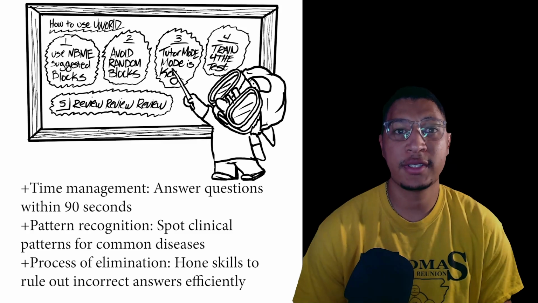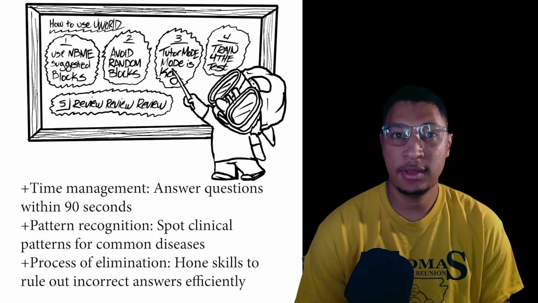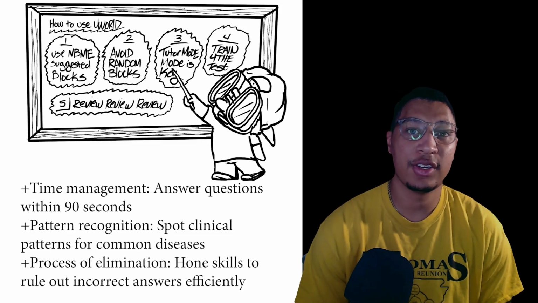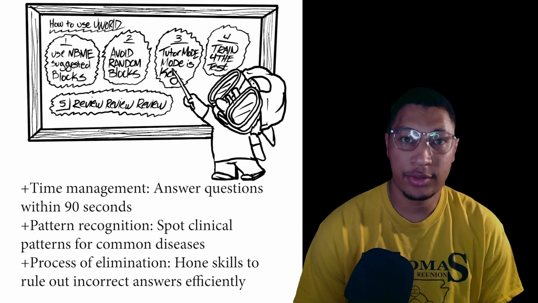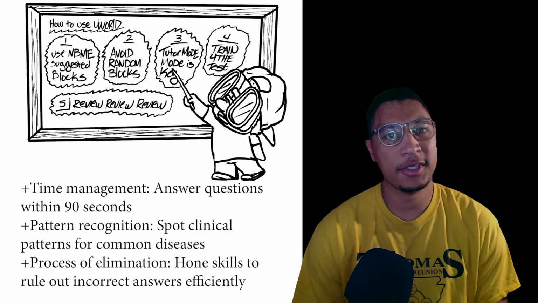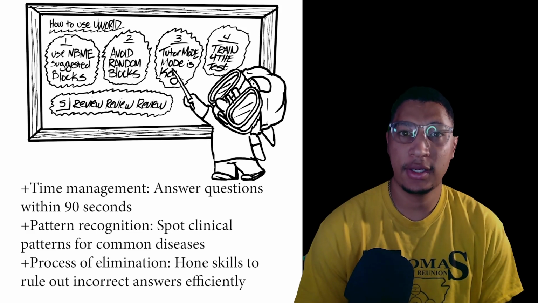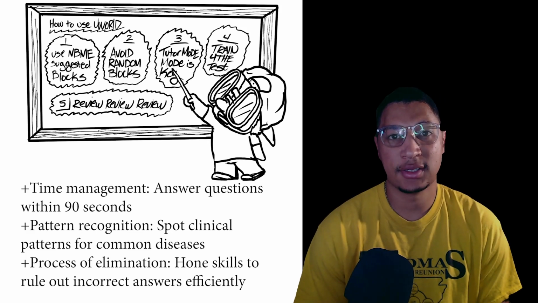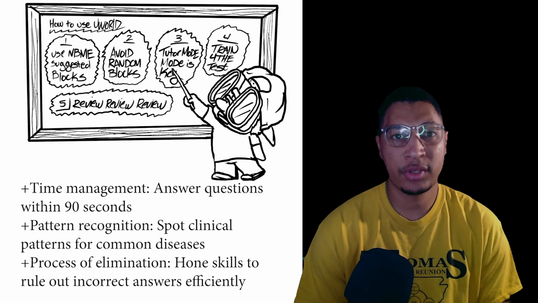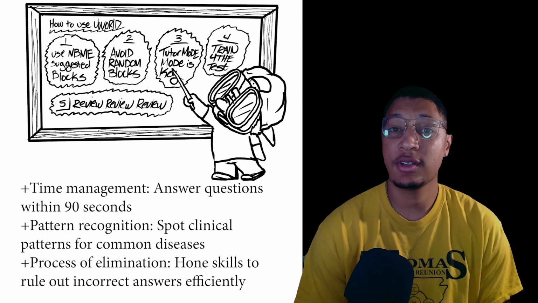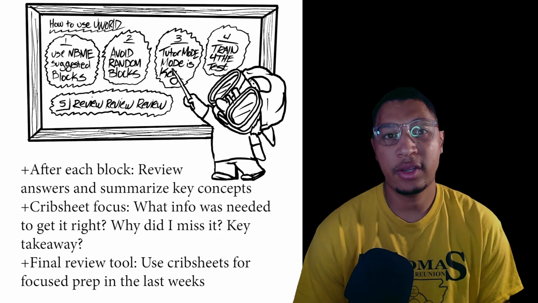Use practice questions for test-taking skills, not just content review. Step 1 isn't just about knowing the material, it's about knowing how to take the exam and using the material in it. Practice exams are the best tools for practicing this skill. As you go through questions, focus on time management. Practice answering questions within 90 seconds. Pattern recognition: identify key clinical patterns, especially in common diseases. And process of elimination: practice ruling out incorrect answers to improve your test-taking efficiency. Even if you don't know the answer, you can narrow it down to 2, and then it's a 50-50 chance. Review and create crib sheets.